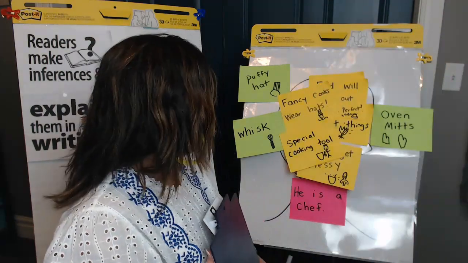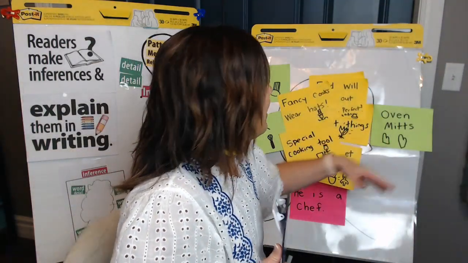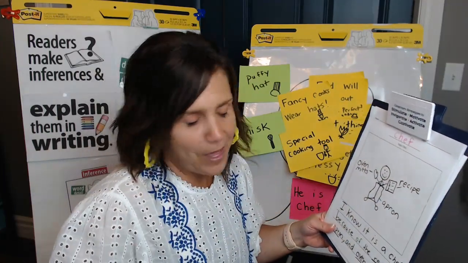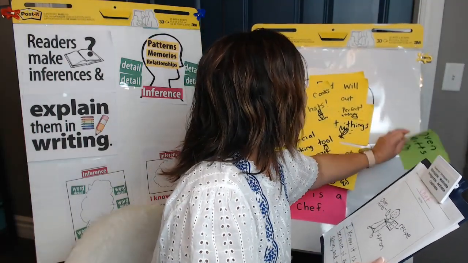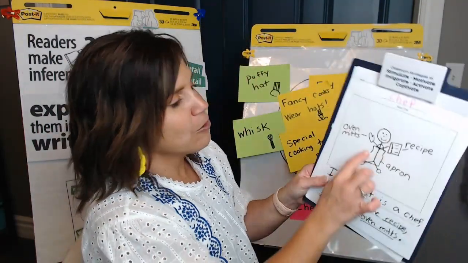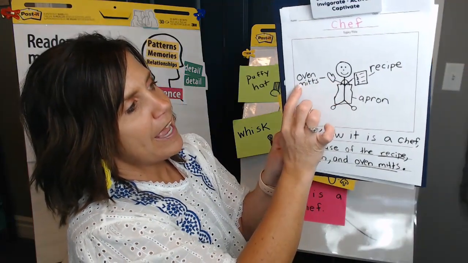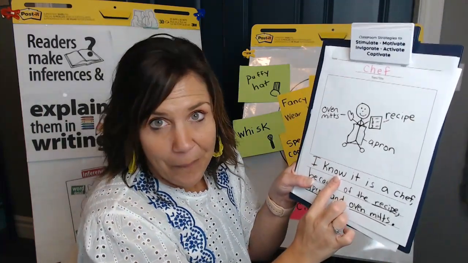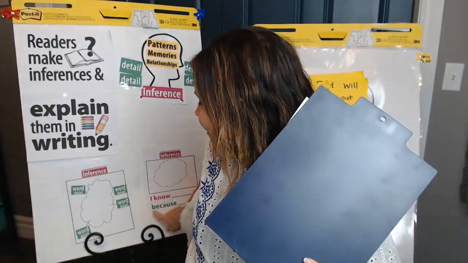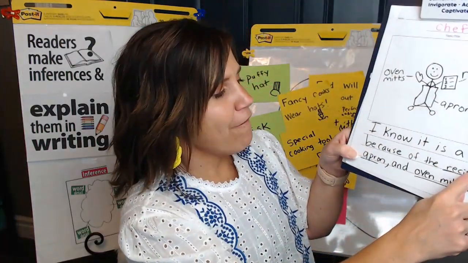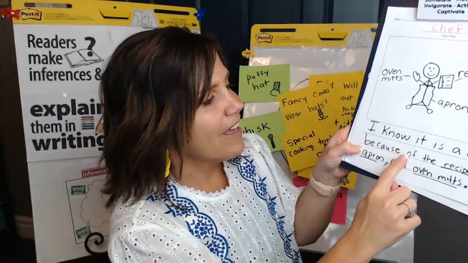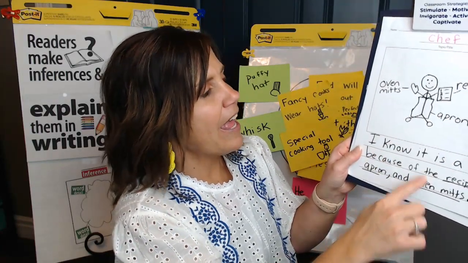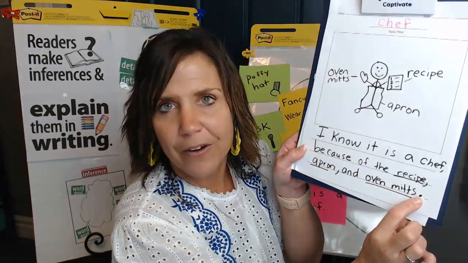And then my third one, I thought oven mitts, because a lot of times you would use an oven mitt to cook, right? You wouldn't do a whole lot else with oven mitts. So my third detail was oven mitts. I drew a picture of the chef wearing an oven mitt, and I labeled oven mitts. Okay? And then I wrote, I know it is a chef because of the recipe, apron, and oven mitts. And I stopped it with a big period at the end.